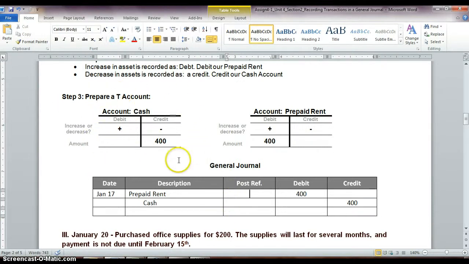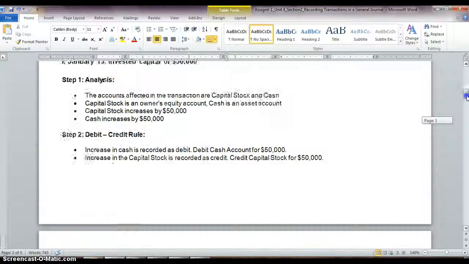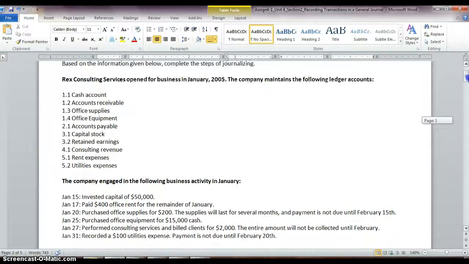So we'll worry about all that stuff when we get to it, but right now this is the gist of this assignment. We're copying from our T accounts to our general journal, and remember to always refer back to this list of accounts for account names. And that's all there is to it.